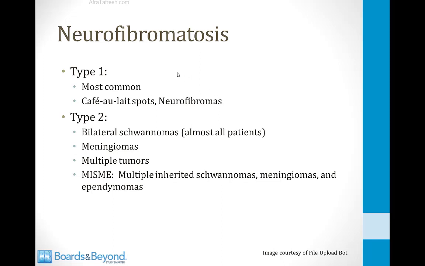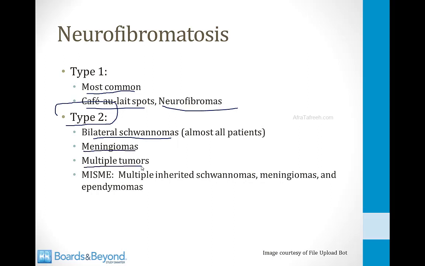There are two types of neurofibromatosis. Type 1 is the most common type, and that's the type that has the café au lait spots and the neurofibromas. Type 2 is associated with bilateral schwannomas. Almost all patients with neurofibromatosis type 2 get bilateral schwannomas, and this usually makes them deaf. They also get meningiomas, and they get other central nervous system tumors.